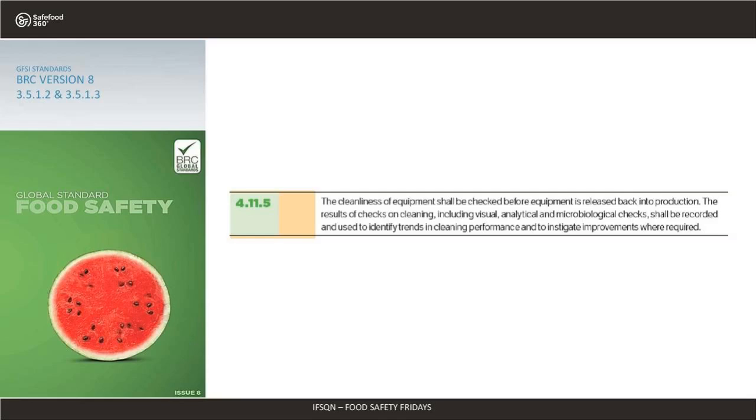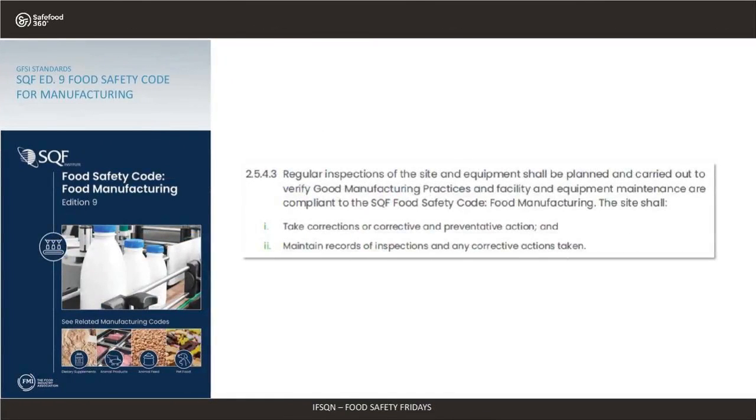The results of the checks and cleaning, the visual inspections, the analytics, the micro checks shall be recorded and used to identify trends in cleaning performance and to instigate improvements where required. So 4.11.5 from the BRC encapsulates everything we've just spoken about. You need to check, that's your operational audit. Ideally, you'd collect data from that, and that data helps you, by trending or analysis, identify where that tipping point may be and where you can take actions. So that's nicely described there.